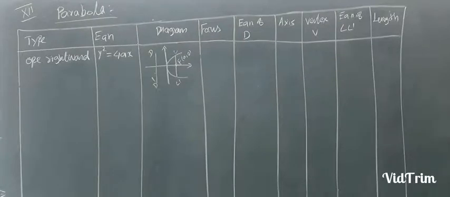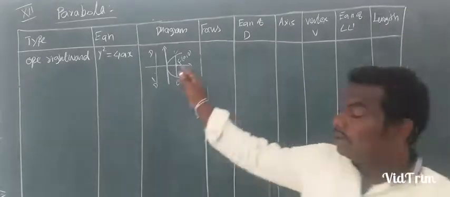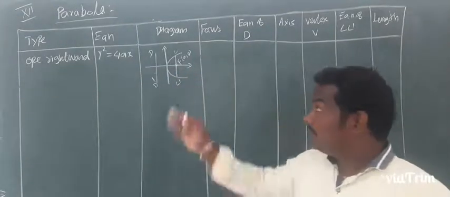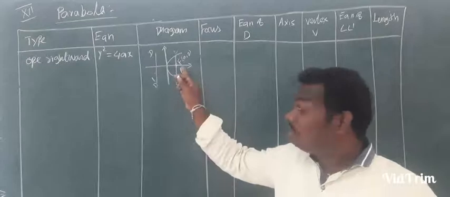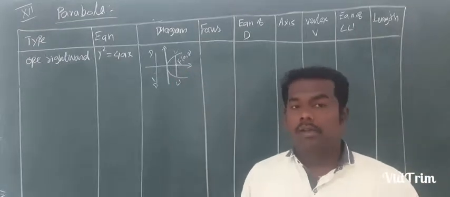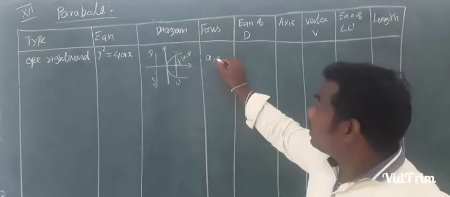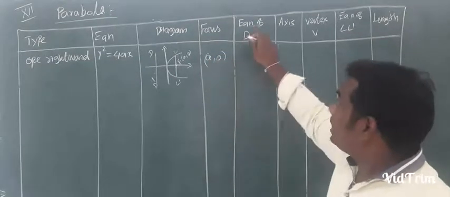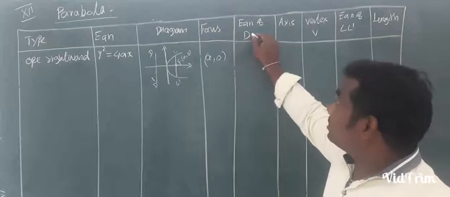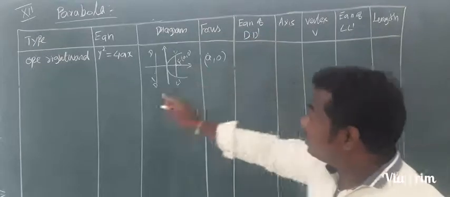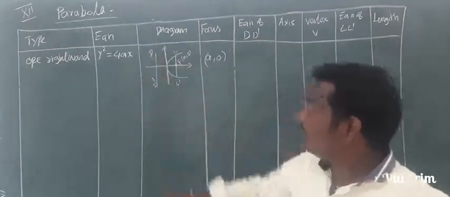Here the x-axis has plus a and the y-axis has 0. That is a very important point. That is the open right parabola. The focus is F of (a, 0), and the equation of the directrix is D dash. So that is the fixed line.